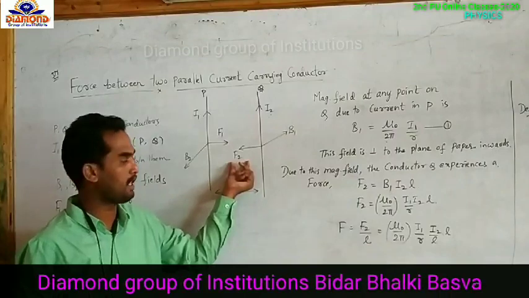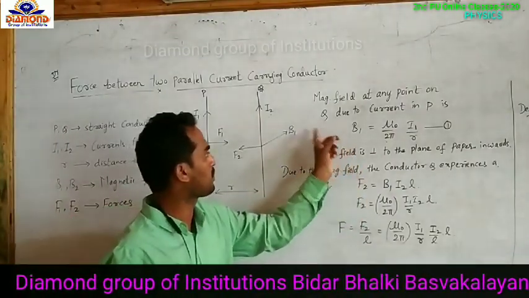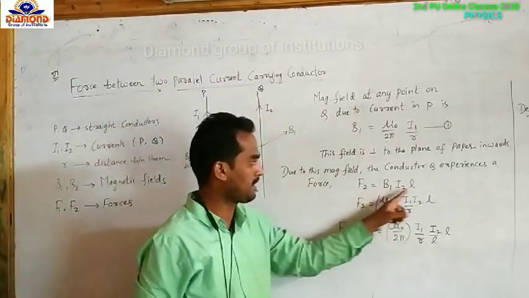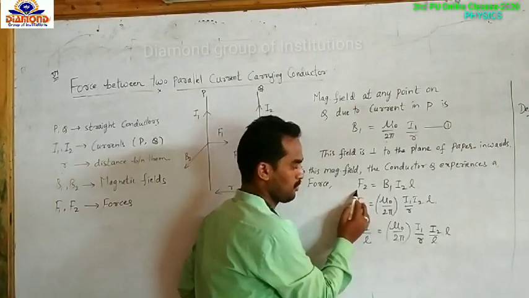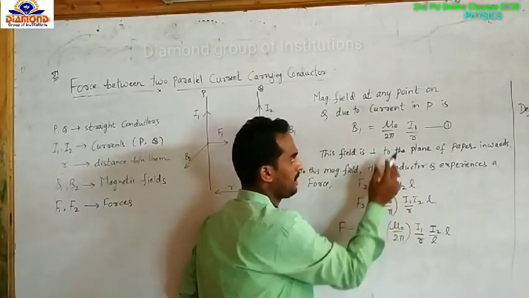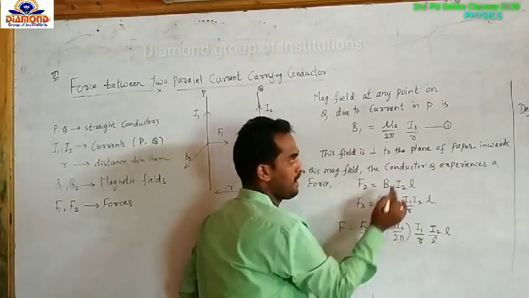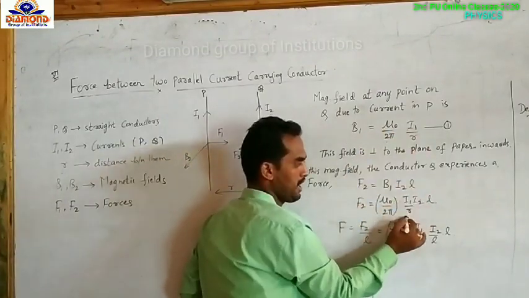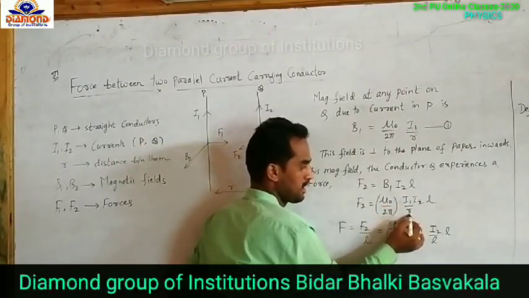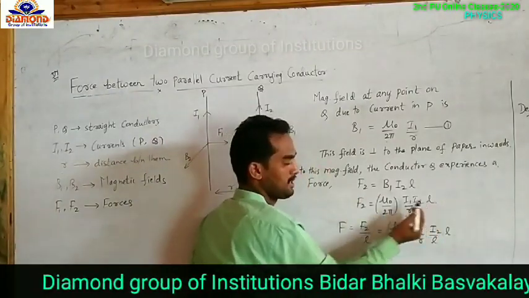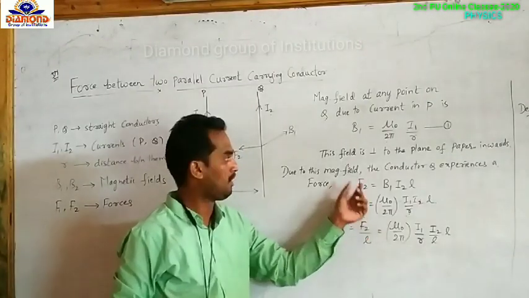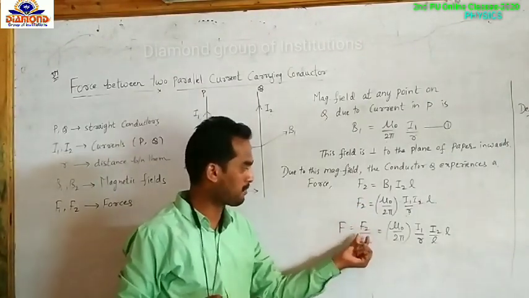What is that force? F2. That force depends on the magnetic field B1 and the current I2. If the length of the conductor is L, we can write F2 equal to B1 into I2 into L. The value of B1 is mu naught by 2 pi into I1 by R, so F2 equal to mu naught by 2 pi into I1 into I2 divided by R, into L. Here I1 and I2 are the currents, R is the distance between the two conductors, and L is the length. This is the force value, and we want the force per unit length.